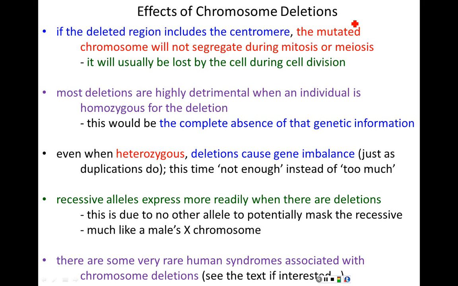There are some very rare human syndromes associated with chromosome deletions. I'm not going to go into those here because it just adds a lot of detail that we don't particularly need. But if you're interested in what types of things occur to people when we have chromosomal deletions, by all means see the text. There's a pretty good write-up in the textbook for this. So that's duplications and deletions.